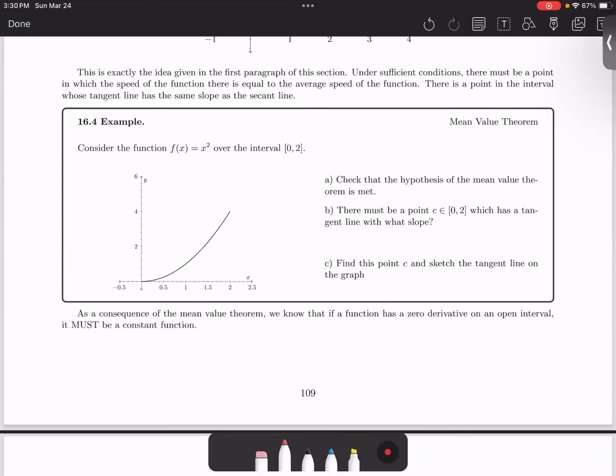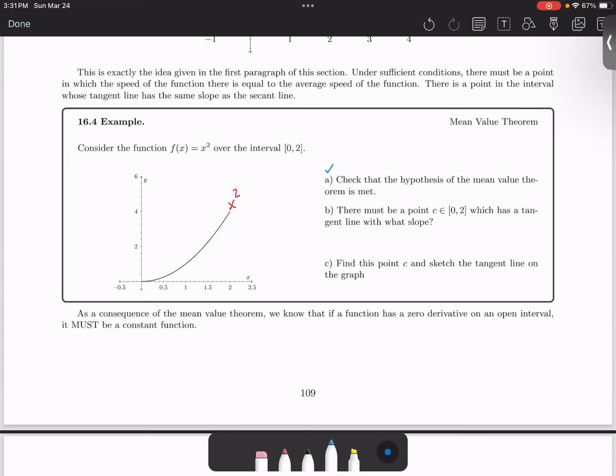Let's work through this example. Consider the function f(x) = x squared over the interval 0 to 2. So here I have the x squared parabola, but I only care about it between 0 and 2. And let's answer the questions.